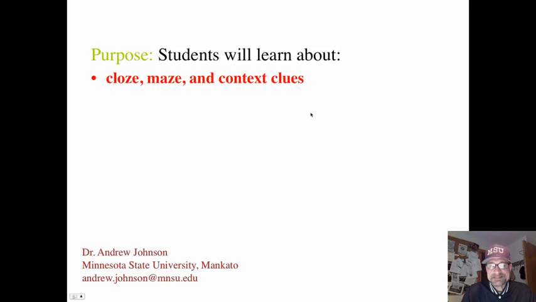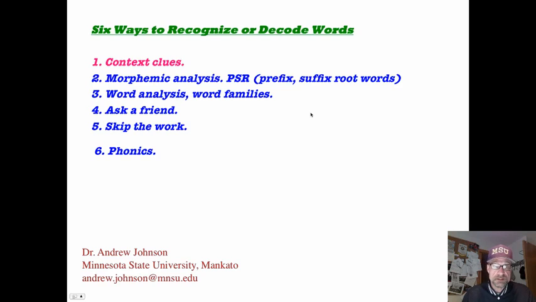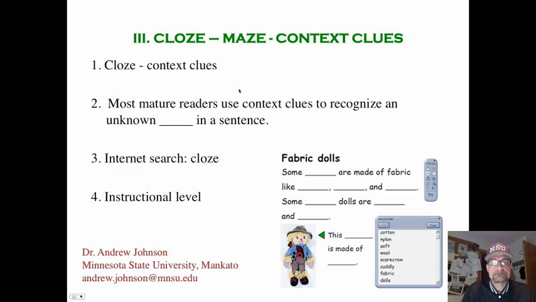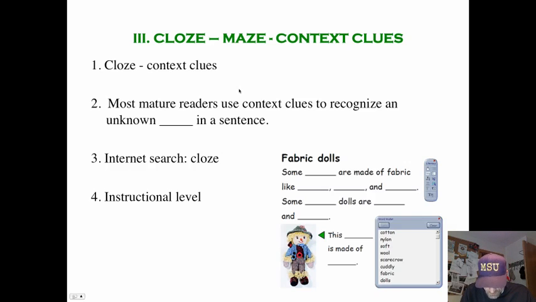Purpose statement right there. You'll learn about cloze, maze, and context clues. Remember, whole language teachers, holistic educators, teach students 6 ways to recognize or decode words they encounter on the page. Context clues is one of these. Cloze is used to develop the ability to see or to use context clues as you're reading.